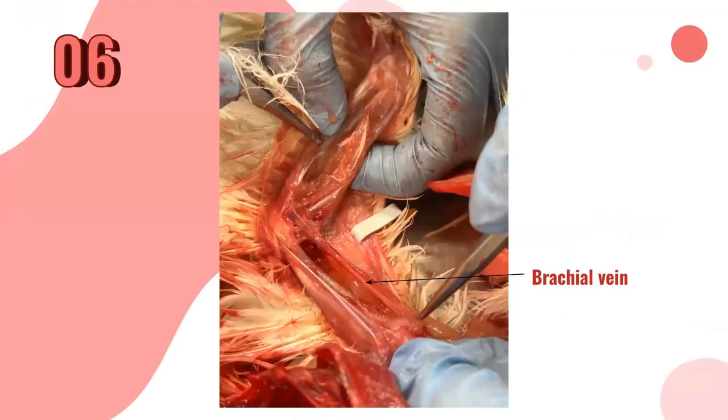And again, here's the brachial vein. It's a little bit more of a deep example. And this is again where they take the blood from the chicken.